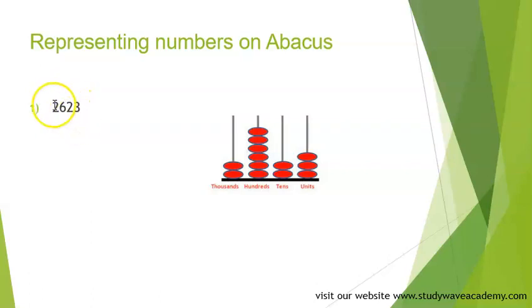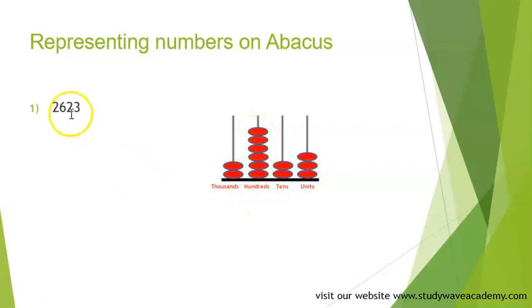Okay, so we are going to be counting 2 beads in the thousand place. So 1, 2. And the next is 100. So we are going to be counting 6 beads in the 100 place. Let's go. 1, 2, 3, 4, 5, 6. Did we get that? Good.